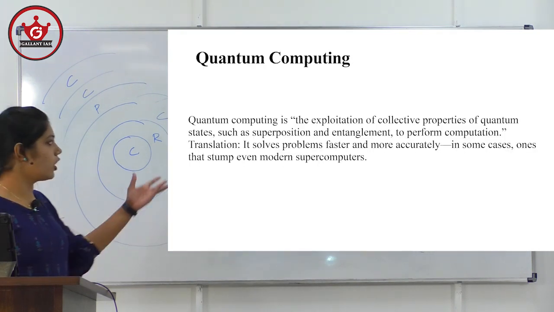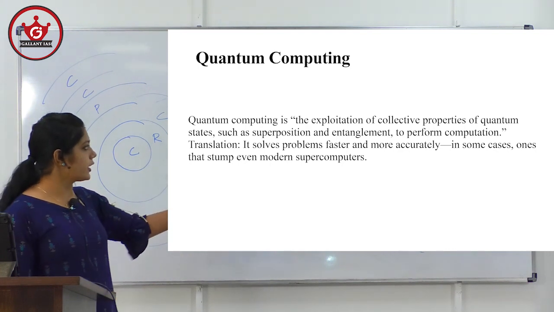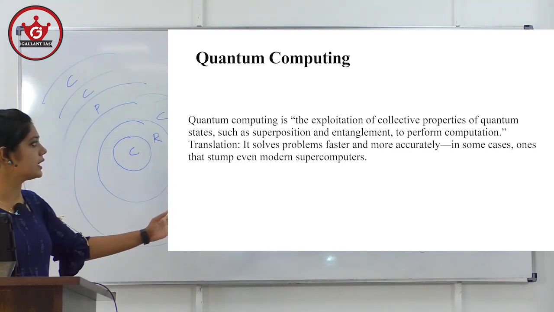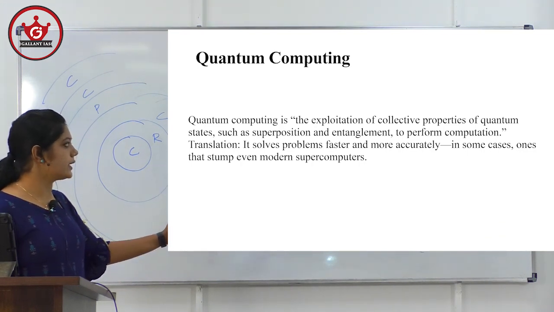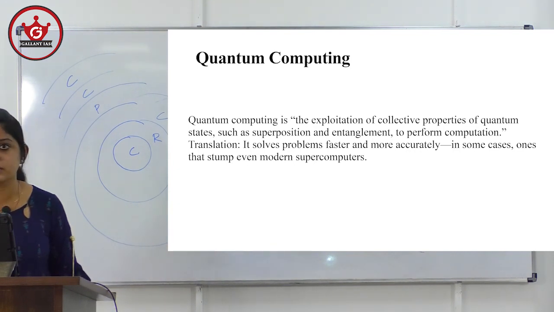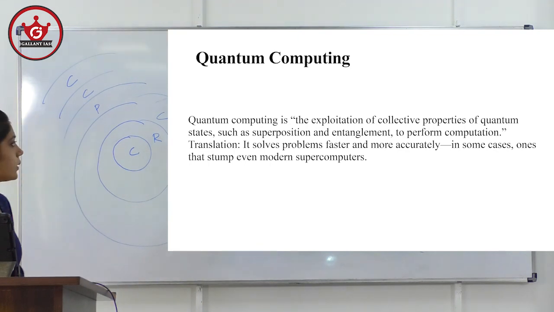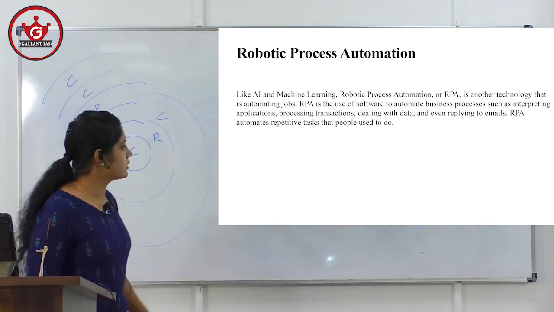Moving on further, quantum computing. Again, it was asked in your test series and all. It is the exploitation of collective properties of quantum states such as superposition and entanglement to perform computation. It solves problems faster and more accurately, in some cases ones that stump even modern supercomputers. Quantum computing, important.